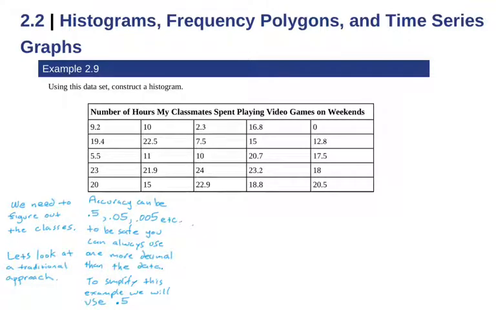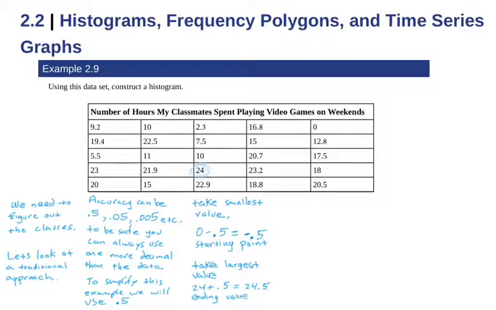The reason you always want to go one more decimal value is so that one of your data values doesn't fall exactly on the boundary, and we could decide in what class it'll actually fall in. But let's just use 0.5 for simplicity. We take the smallest value, which is 0, and subtract that 0.5. That gives you your starting point, negative 0.5. Similarly, we take the largest value, which is 24, and add that accuracy of 0.5, and we get 24.5. That's going to be our ending value.